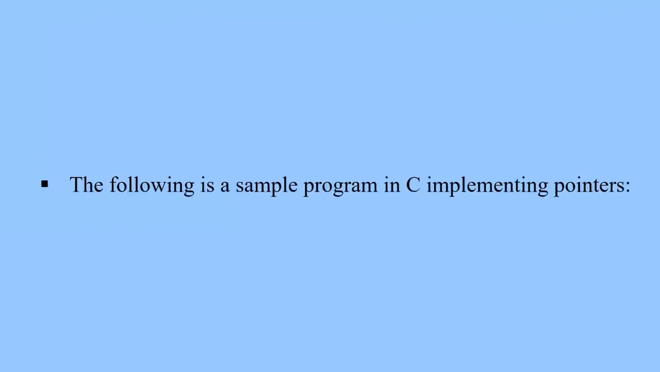The following is a sample program in C implementing pointers. That's our preprocessor directive, then our main function. Then we have declared a variable called score of type int and another variable called product of type float. And then we declare a pointer of type integer called score pointer. And we also declare another one called product pointer, which is a pointer of type float.